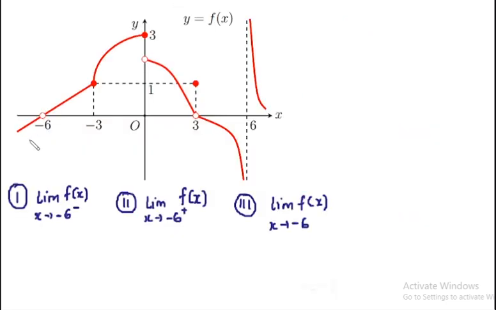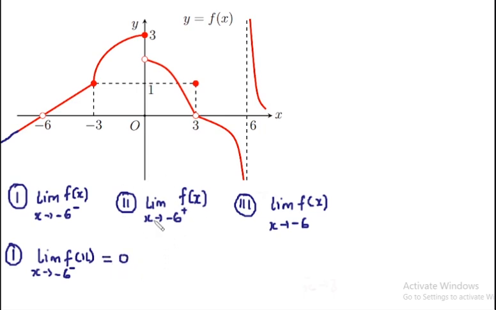So we already have some examples lined up. The first example is to find the limit as x approaches -6 from the left hand side. So if you follow this graph, as x approaches -6, as it gets closer and closer to -6, our y value is getting closer and closer to 0. So that means the limit from the left hand side as x approaches -6 is equal to 0.